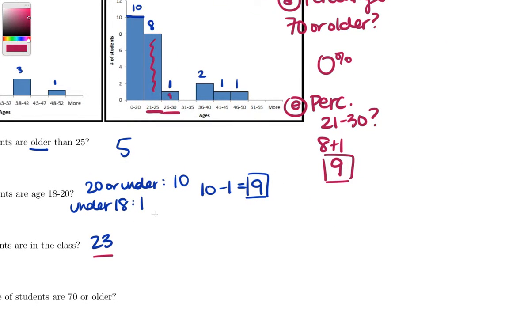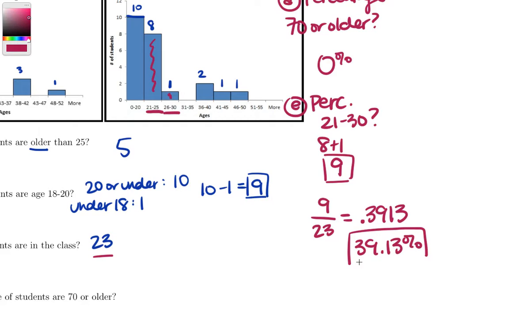Remember, there are 23 students in the class, so 9 out of 23 is going to give us, rounded to 4 decimal places, 0.3913, so that's 39.13% are 21 to 30. And that is it for today.